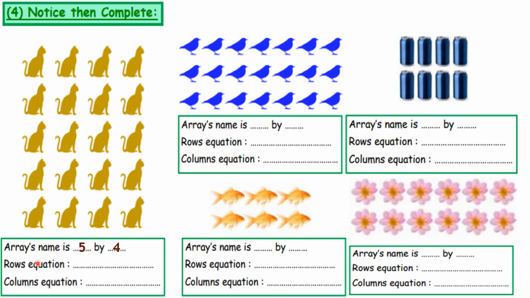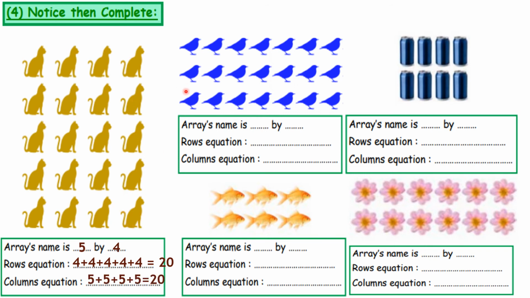So what is the rows equation? I have here 4 plus 4 plus 4 plus 4 plus 4. It will give me 20. What is the columns equation? I have in each column 1, 2, 3, 4, 5. So I have 5 plus 5 plus 5 plus 5. It will give me 20.